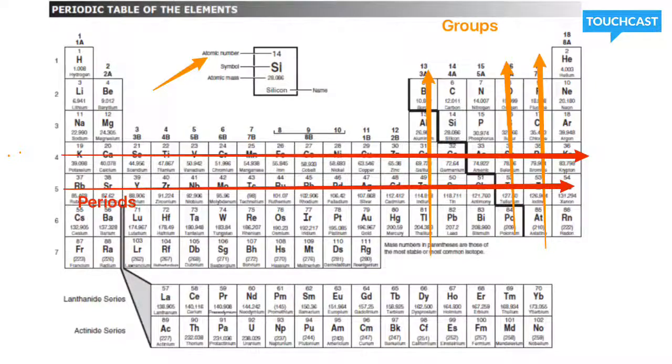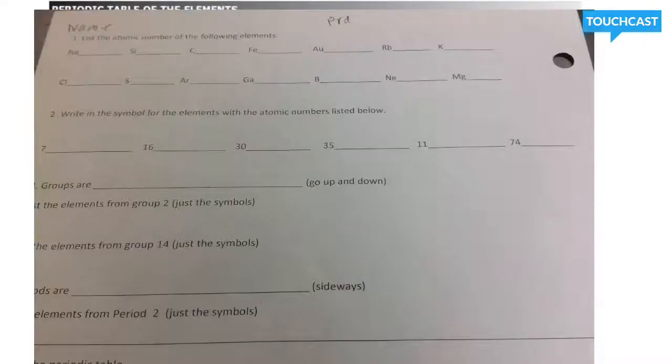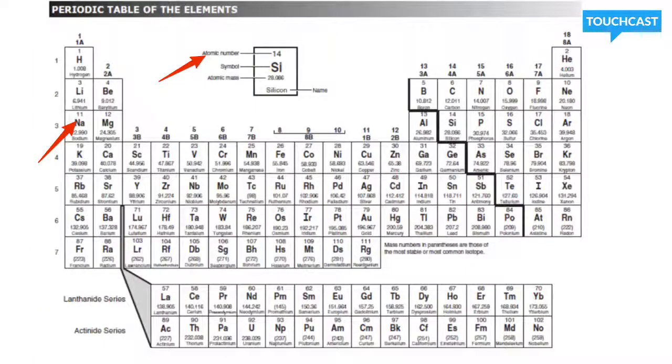Alright, let's go ahead and look at our first problem. Number one is asking you to find the atomic number for the following elements: sodium, silicon, carbon, iron, gold, rubidium, potassium, and so forth. The atomic number is labeled at the top of the periodic table. For each element, it's in the top of the square, and it's the smaller of the two numbers listed.